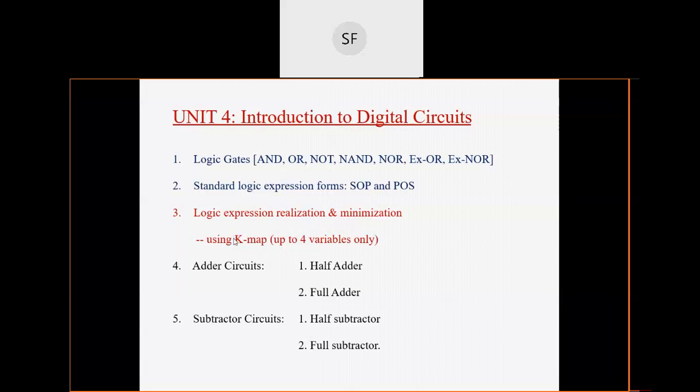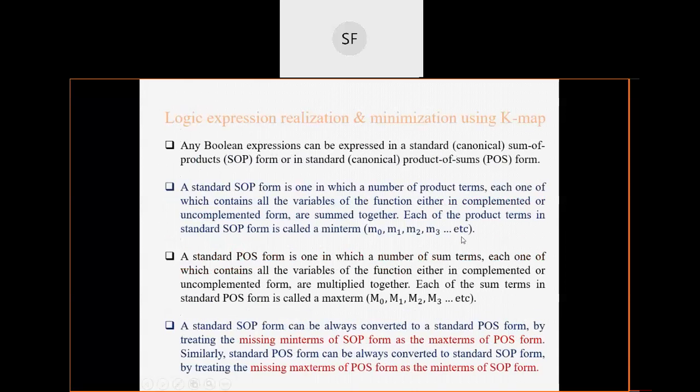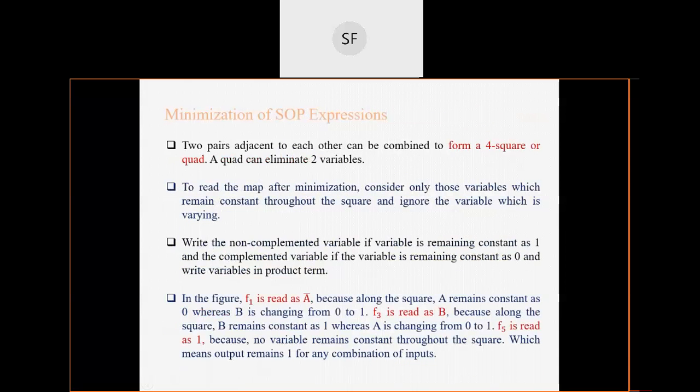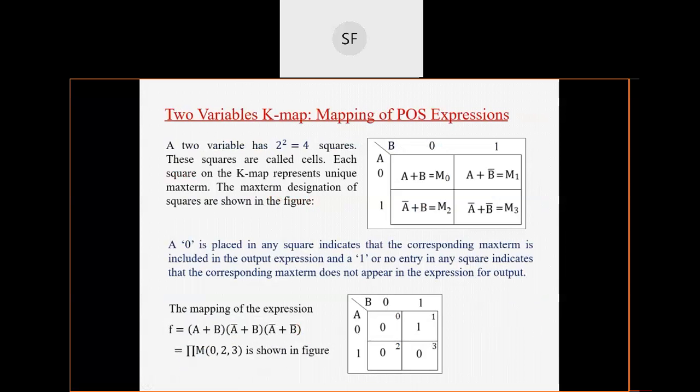We have to study the K-map for up to 4 variables. Starting from 2 variable, 3 variable, and then 4 variable. In your syllabus, up to 4 variables K-map is there. After that, we will see the adder circuit and subtractor circuit. So I will just quickly take a recap of what we have seen in the last session.